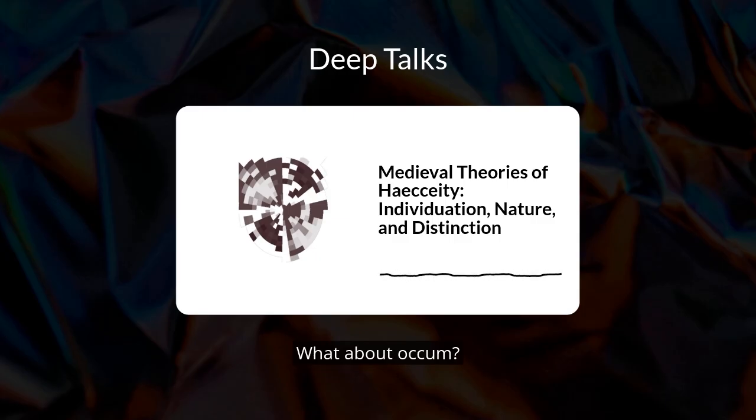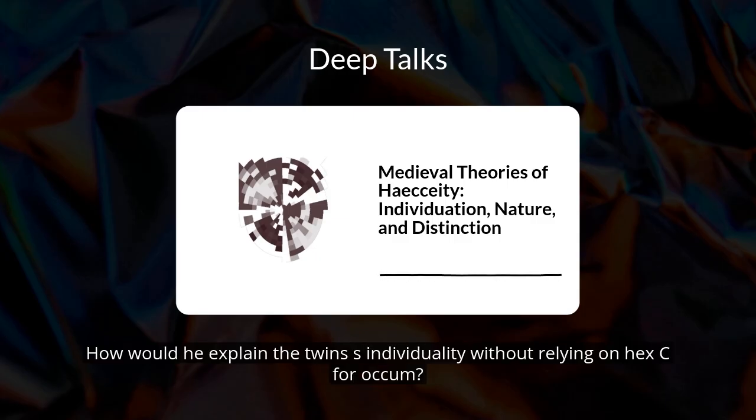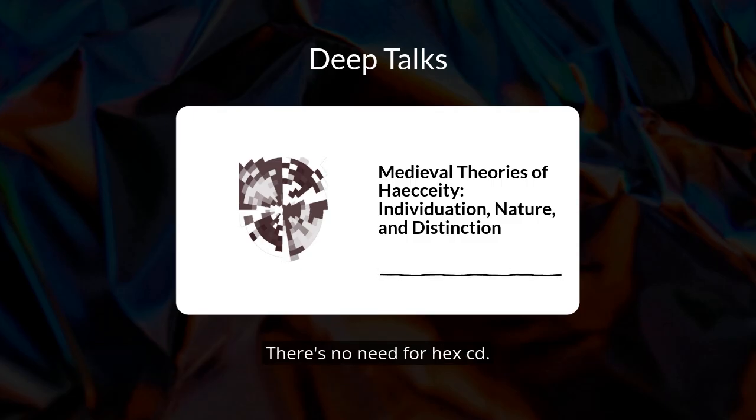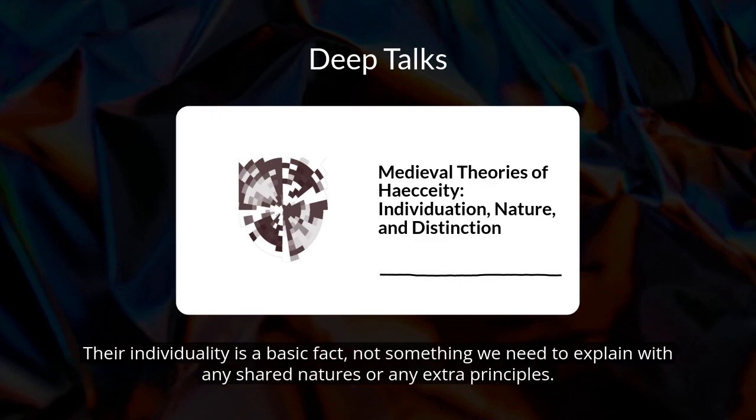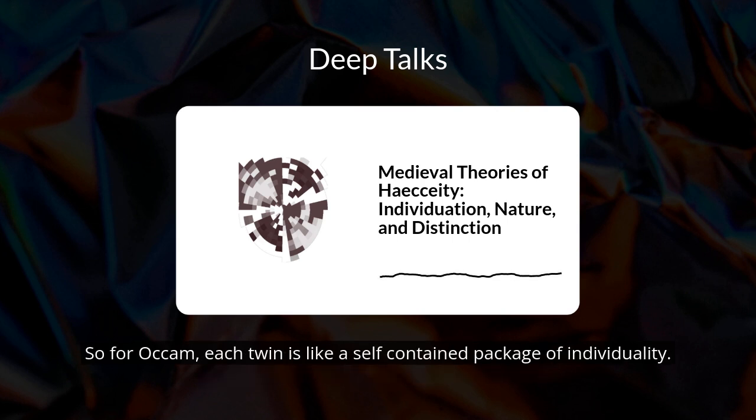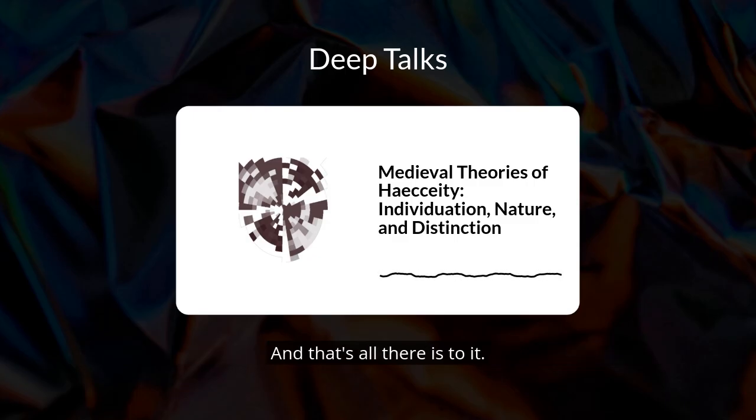What about Occam? How would he explain the twins' individuality without relying on Haecceity? For Occam, there's no need for Haecceity. The twins are simply two distinct individuals from the very beginning. Their individuality is a basic fact, not something we need to explain with any shared natures or any extra principles. So for Occam, each twin is like a self-contained package of individuality, and that's all there is to it. Exactly. He keeps it simple. No shared humanity to divide up, just two individual humans, unique in their own right.